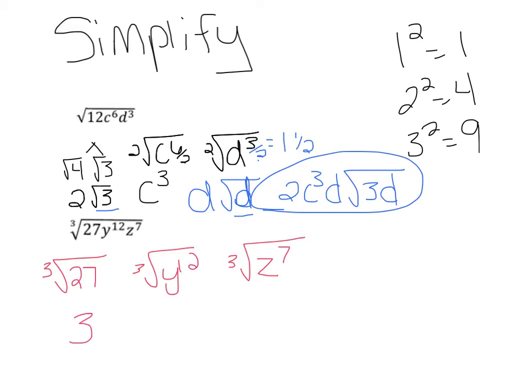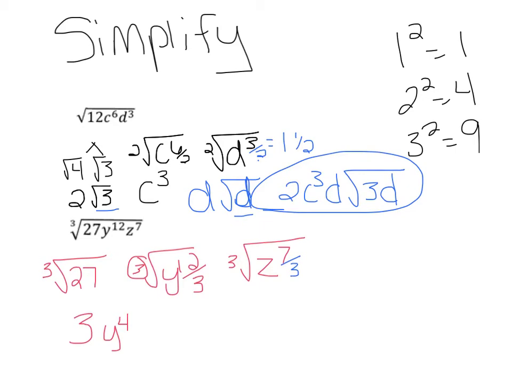Next, we have y to the 12th. Well, it's the same thing. If we have a 3 out in front, we can take our exponent and divide it by 3. So y to the 12th divided by 3 would leave us with y to the 4th. Now, our next one's a little bit trickier. The cube root of z to the 7th. Again, we want to see how many times 3 can go into 7. And it can go in twice.